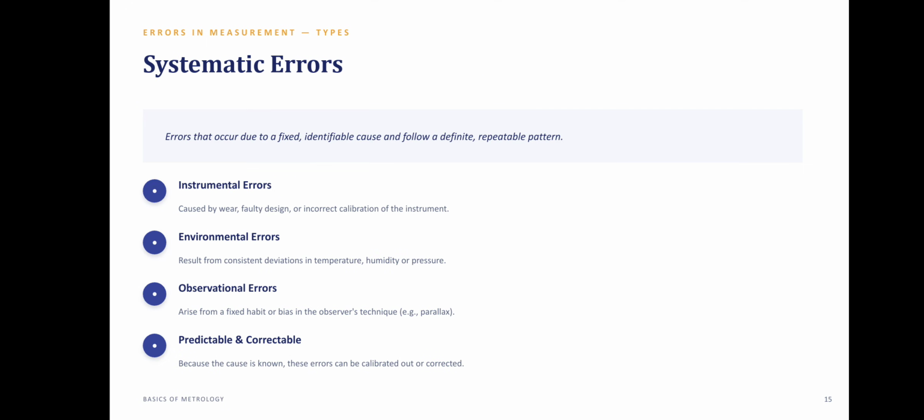The systematic errors are errors that occur due to a fixed identifiable cause and follow a definite repeatable pattern. Instrumental errors are caused by wear, faulty design or incorrect calibration of the measurement. Environmental errors result from consistent deviations in temperature, humidity or pressure. Observational errors are errors from a fixed habit or bias in the observer's technique, for example parallax. Predictable and correctable. Because the cause is known, these errors can be calibrated out or corrected. These are the systematic errors.